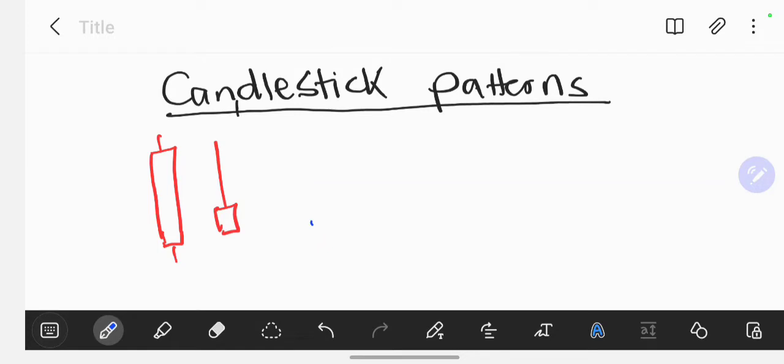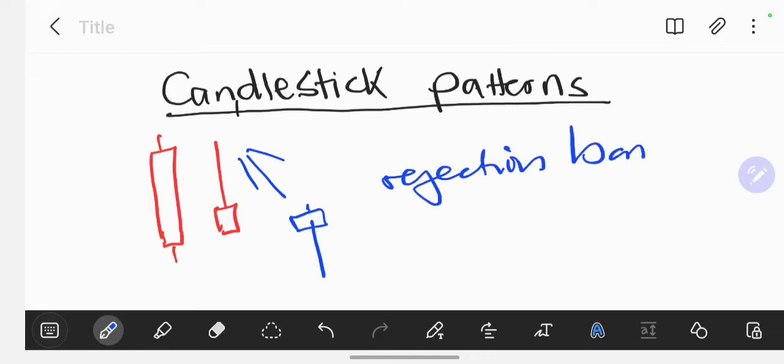Let's say we're going down, and all of a sudden you have a blue bar that is like this. What does it mean? Both of them are rejection bars. It's just that one is red and the other is blue, meaning one was formed at the end of a trend when you're going up, and the other was formed at the end of a trend when you're going down.